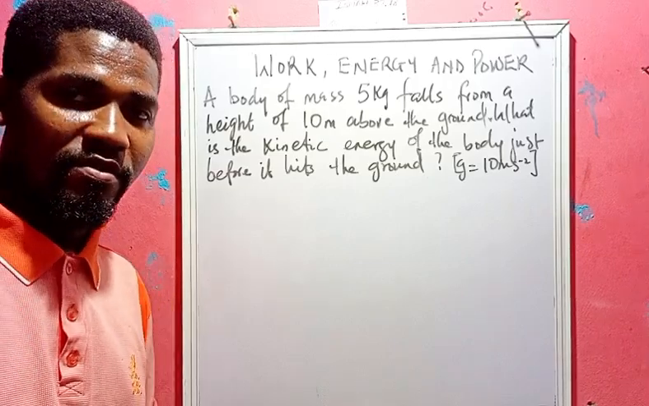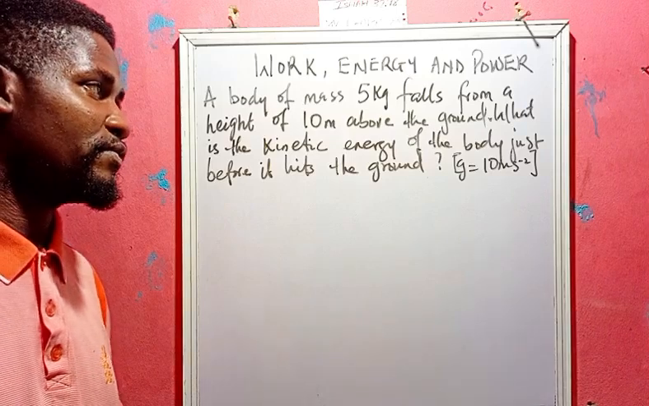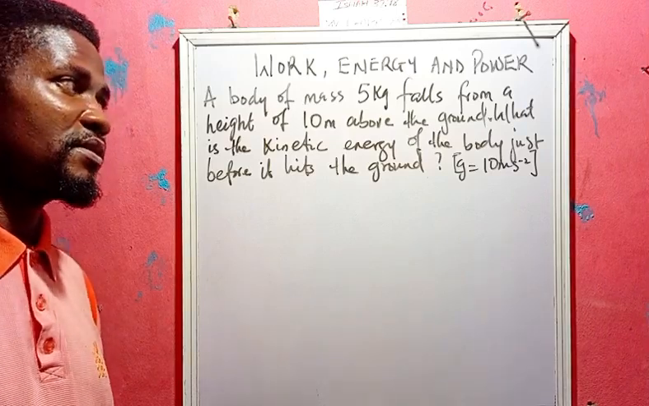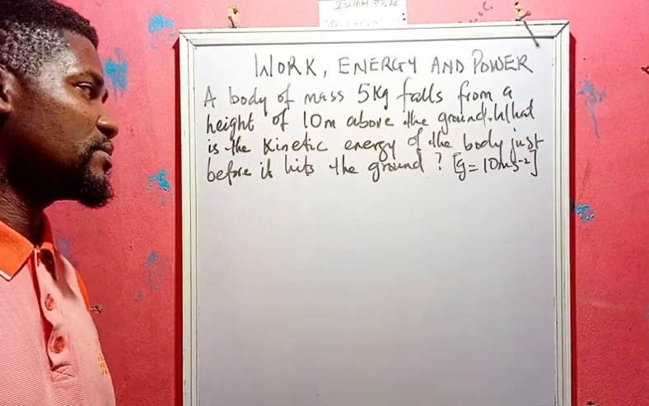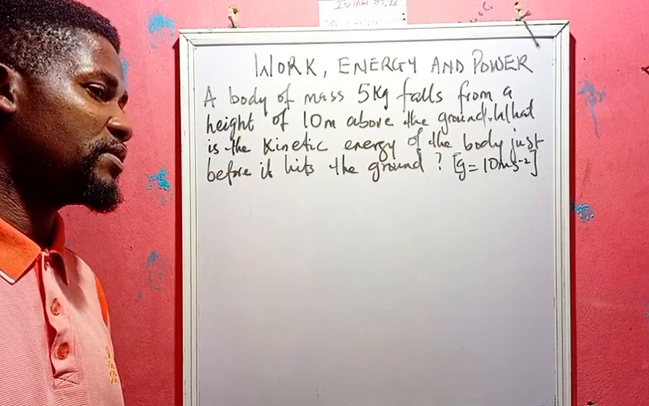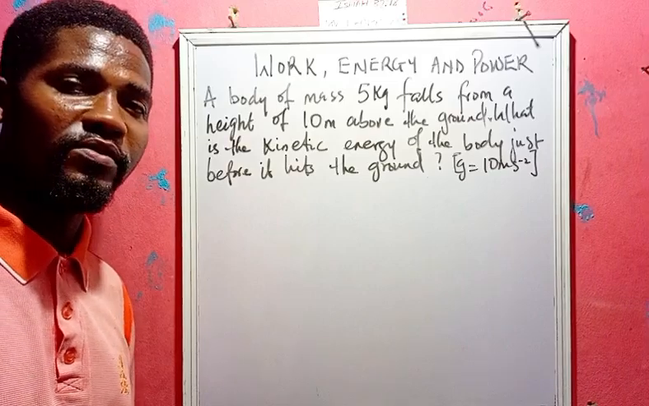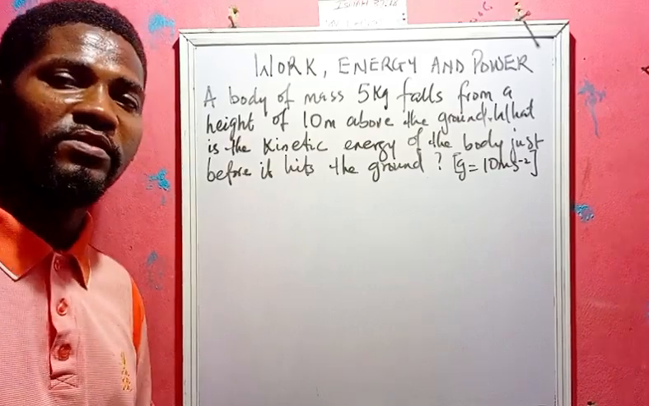the board. The question says a body of mass 5 kg falls from a height of 10 meters above the ground. What is the kinetic energy of the body just before it hits the ground? The acceleration due to gravity, g, is equal to 10 meters per second squared.